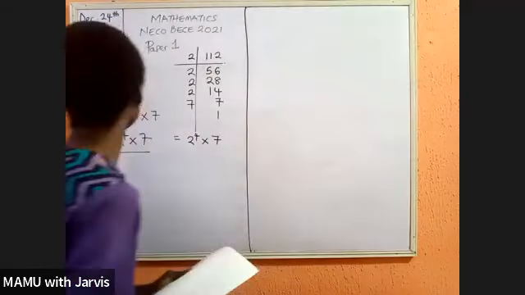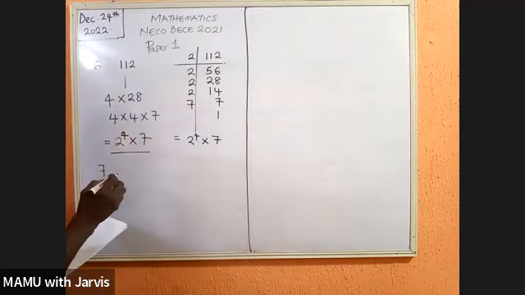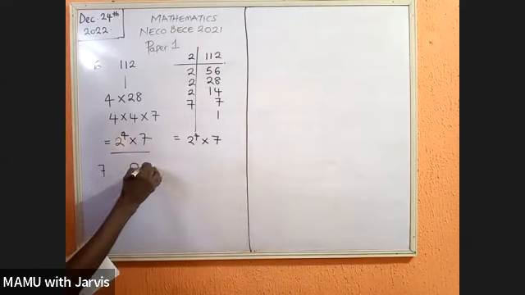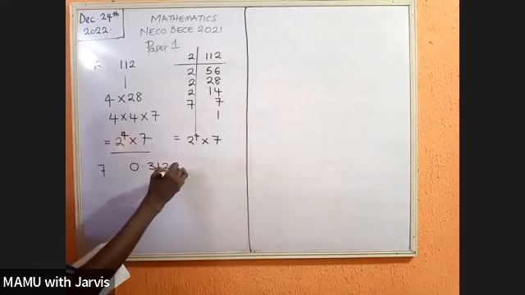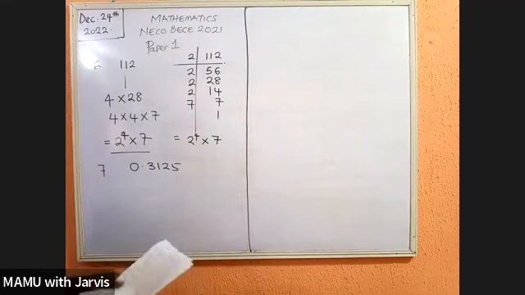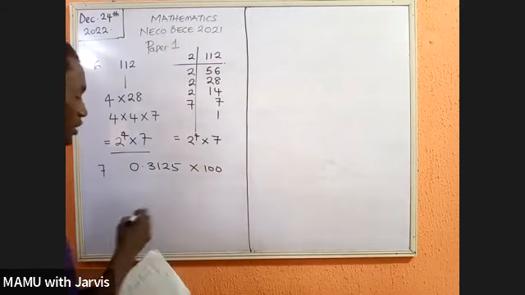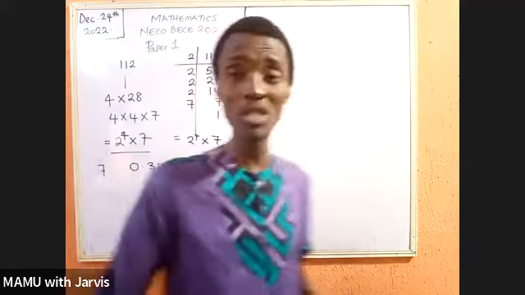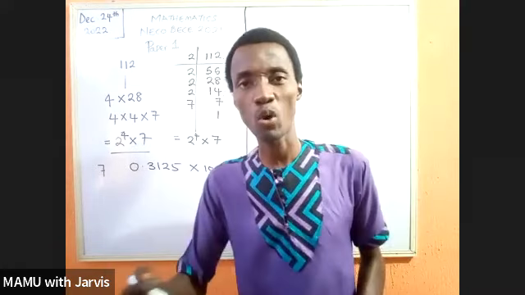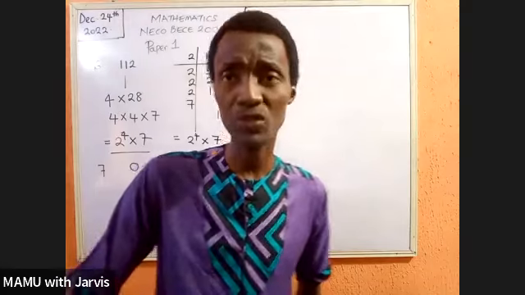All right, so that's for question 6. And I'll go to question 7. It says express 0.3125 as a percentage. Now, to obtain a percentage, you multiply by 100. To obtain a percentage, you multiply the given decimal by what? 100. And when you multiply by 100, what happens?